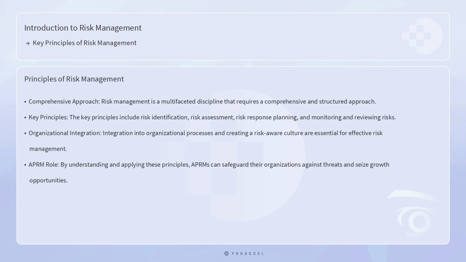These principles provide the foundation for building robust risk management strategies that can help organizations navigate uncertainties and achieve their objectives. By understanding and applying these principles, APRMs can play a crucial role in safeguarding their organizations against potential threats and seizing opportunities for growth and success.